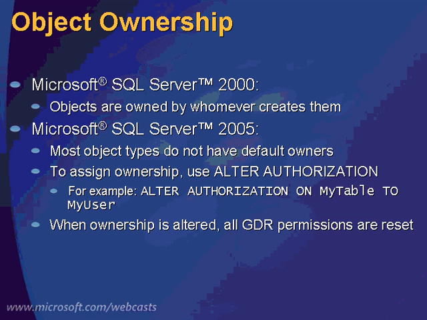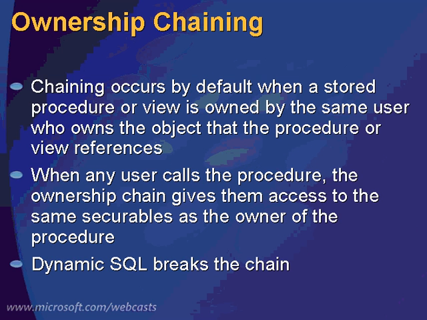So the reason that ownership is important is because of ownership chaining. What ownership chaining is: you have a module in your database, such as a stored procedure or a view, and someone has access to call into this module. A user has access to it. And when that user calls into it, that user will be given access to any resources that are owned by the same owner that owns the module.